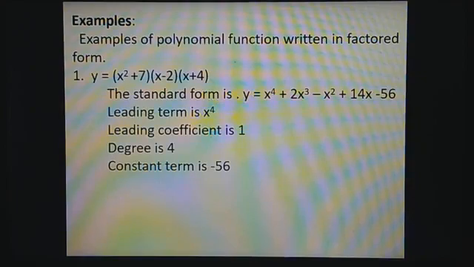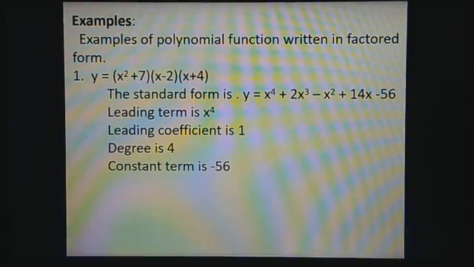So what if the given polynomial function is written in factored form? So, product of factors, we have here y is equal to the quantity of x raised to 2 plus 7 times the quantity of x minus 2 times the quantity of x plus 4. So, if you are going to determine the leading term, the leading coefficient, the degree, and the constant term, there are two ways on how to find it. Pwede nyong isulat siya ng standard form. Pwede rin namang hindi na isulat ng standard form.